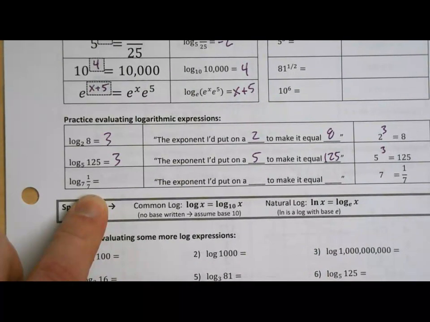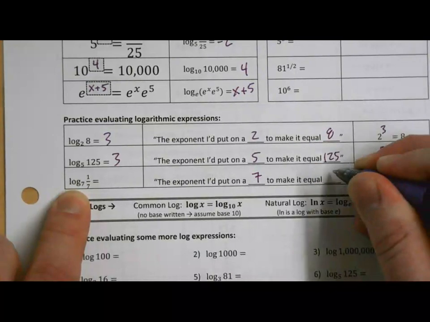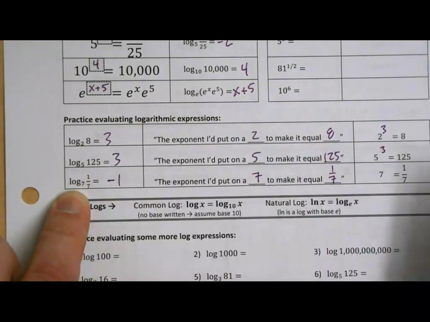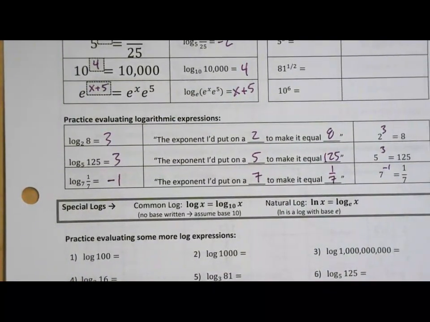Log base 7 of 1/7, I want you thinking to yourself, what's the exponent I put onto that base of 7 to make it equal to 1 over 7? And the answer is negative 1. All right, so why don't you guys practice this?